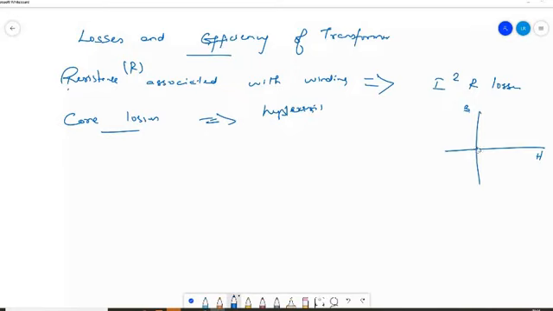Initially this will be the graph: when H increases, B also increases. Then when you decrease H, B refuses to reach zero. This will be the residual magnetization that is already present. This plays a vital role, which we can call the hysteresis losses, which are not so desirable. And then there are the eddy current losses.